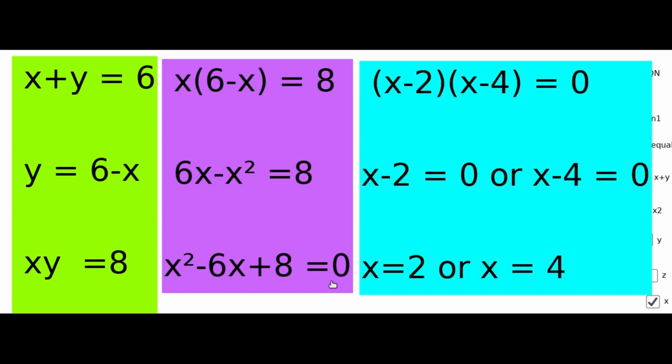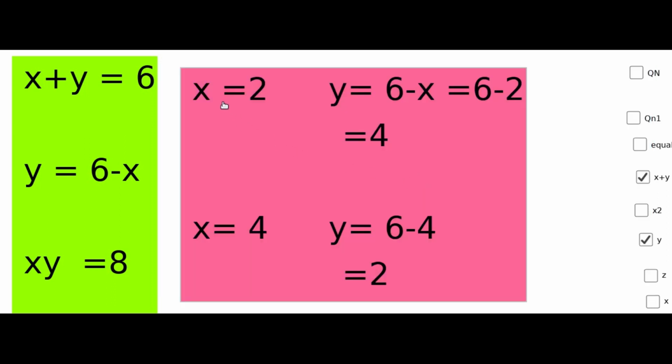Now we can factorize this equation. When we multiply we should get 8 and when we add we should get minus 6. The factors are minus 2 and minus 4. Therefore, this equation can be written as x minus 2 into x minus 4 equal to 0. That is x minus 2 equal to 0 or x minus 4 equal to 0. From this we can write x equal to 2 or x equal to 4.